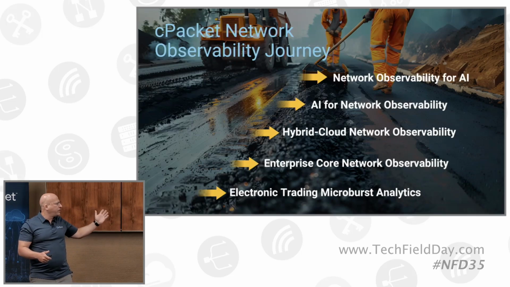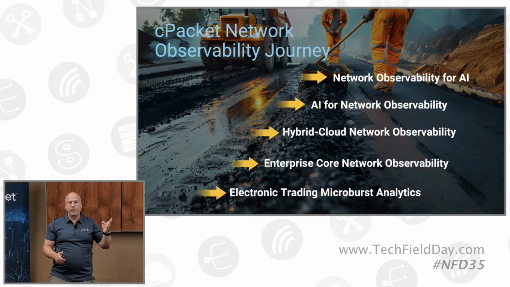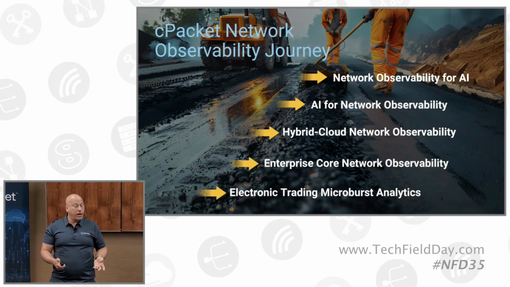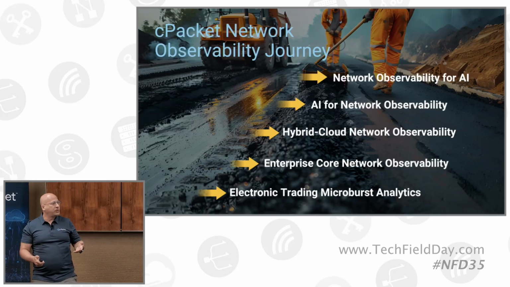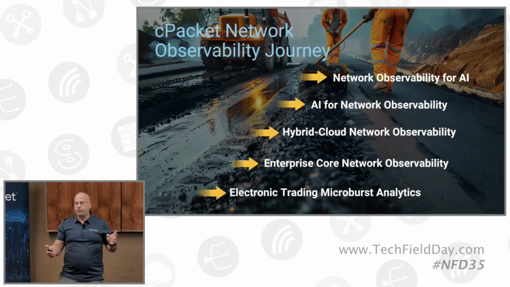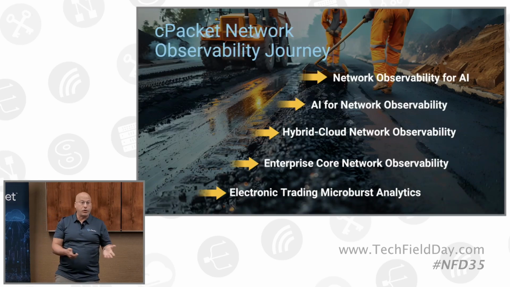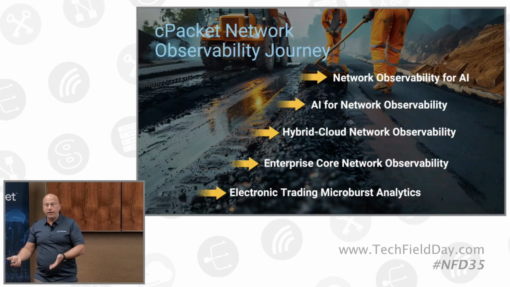So circa 2012, we started with electronic trading, where they leverage our hardware capabilities to detect microbursts. We moved into the enterprise core network, monitoring what we would call the enterprise applications. From there, circa 2018, two things happened. People were all talking about cloud, but also we were able to get agentless access to packets. So we were able to deliver the same idea of packet-based network monitoring in a hybrid environment. That's how we expanded to the cloud.